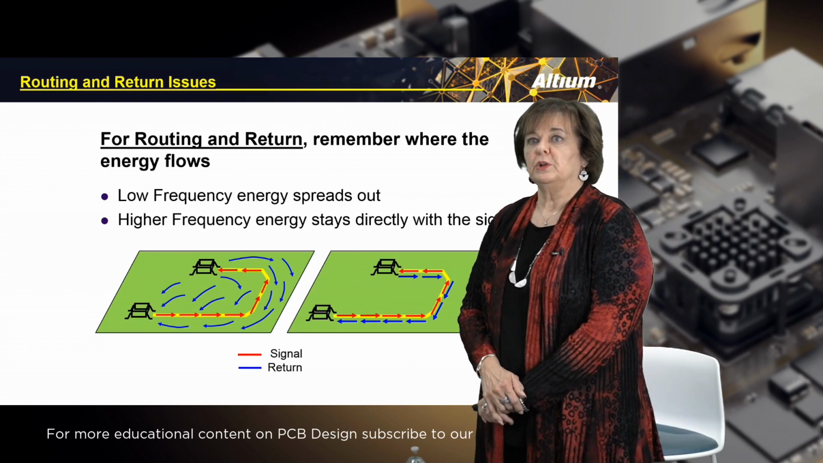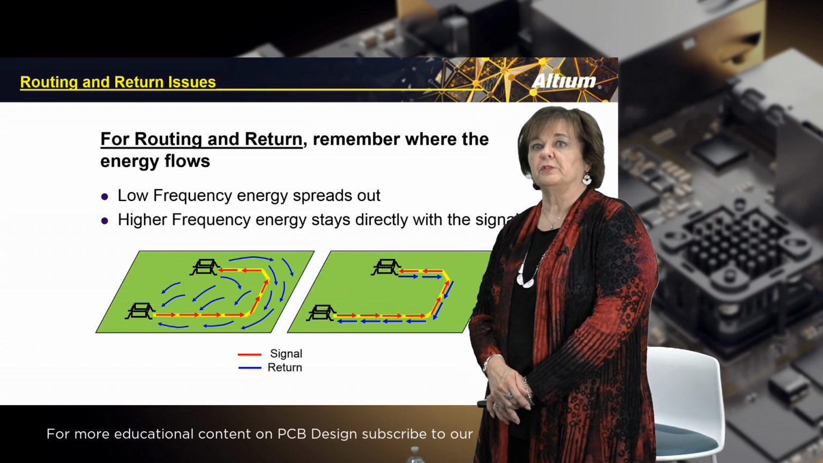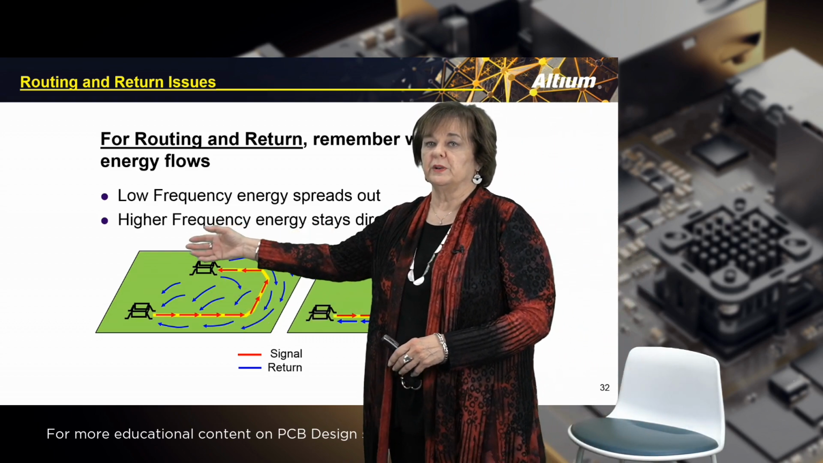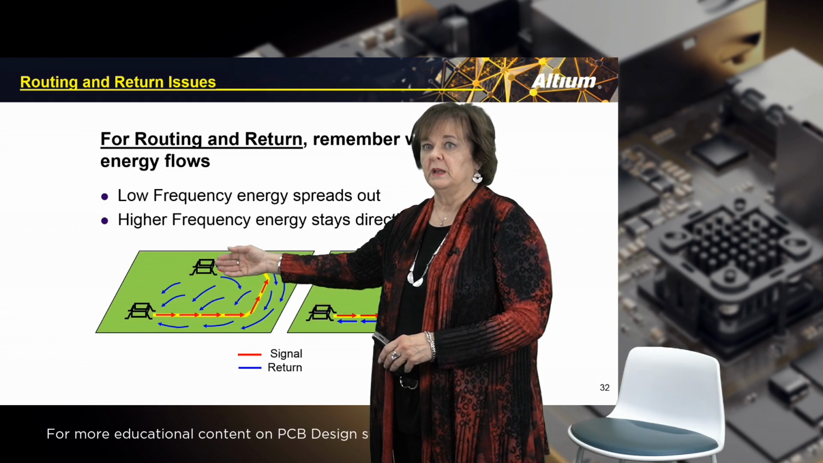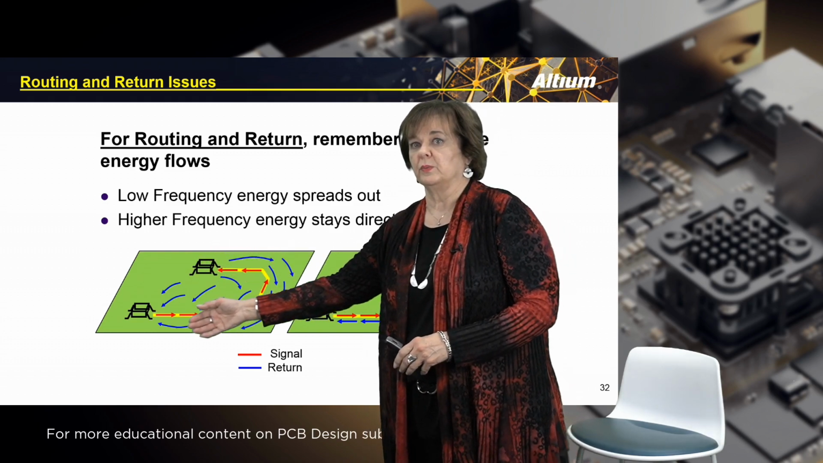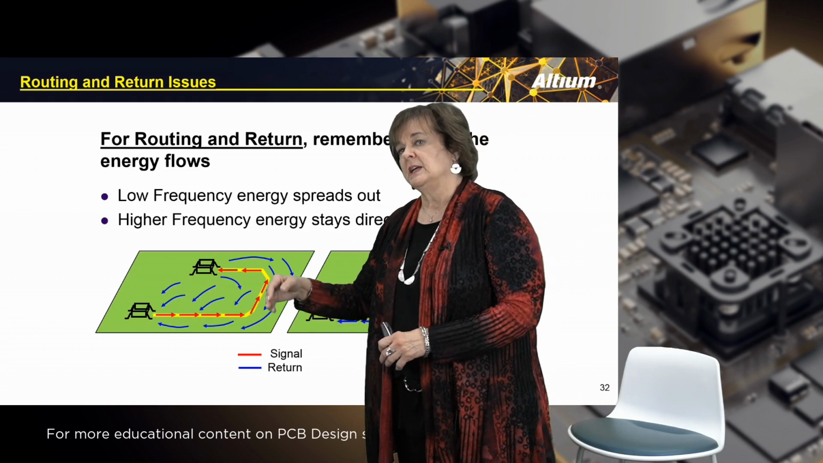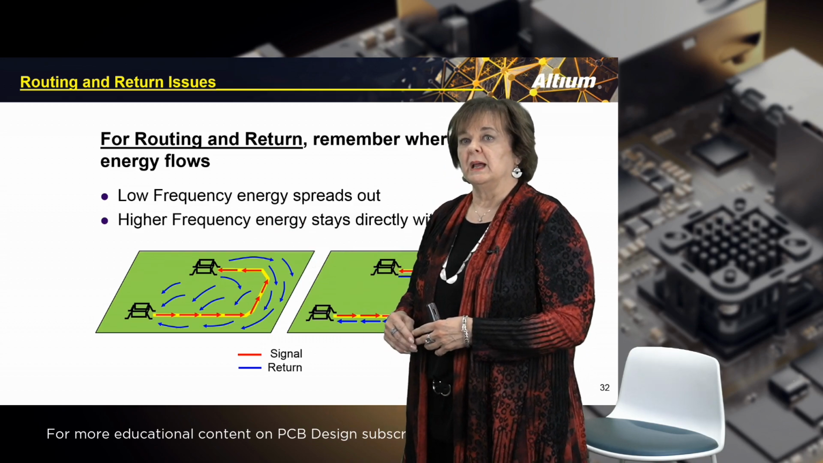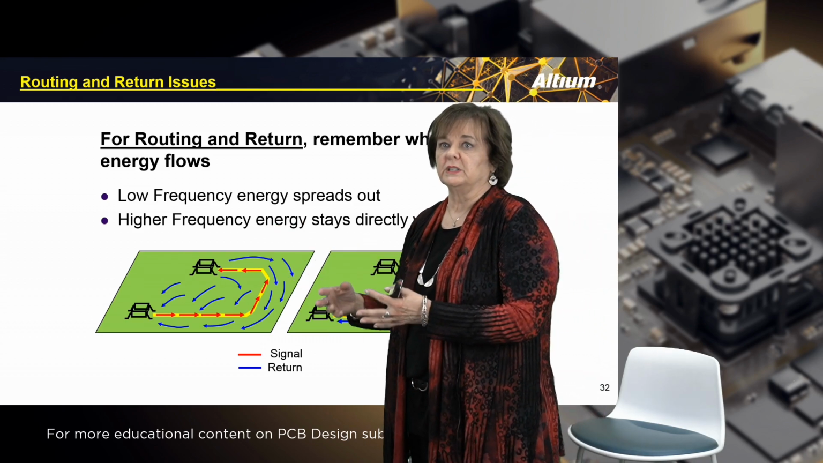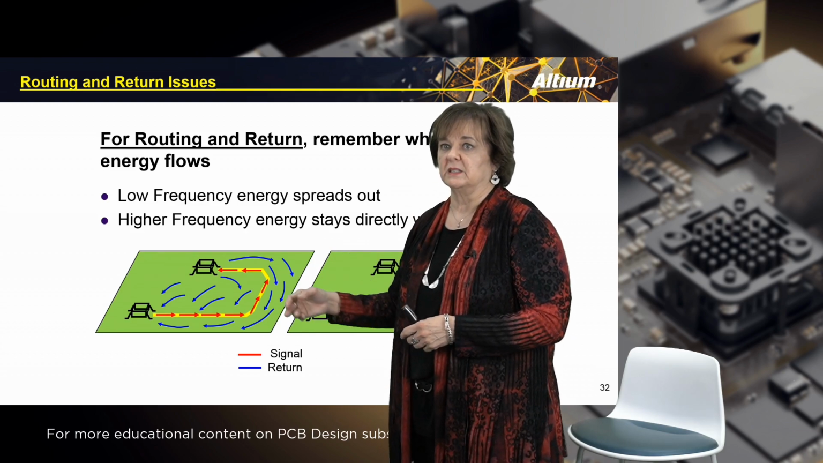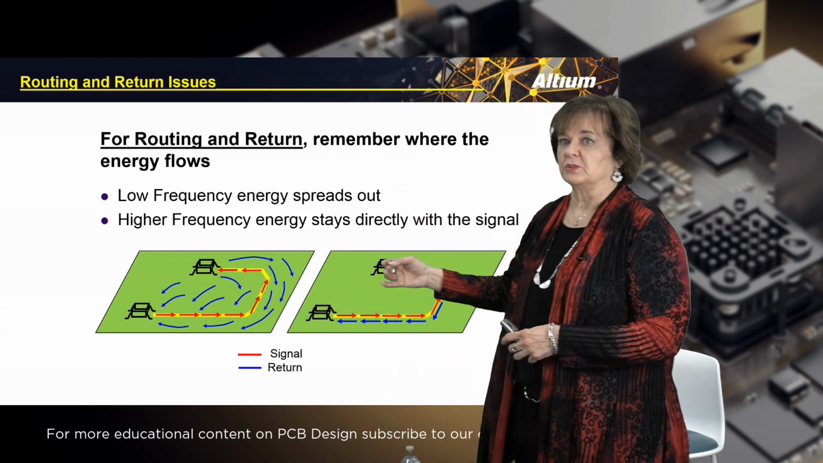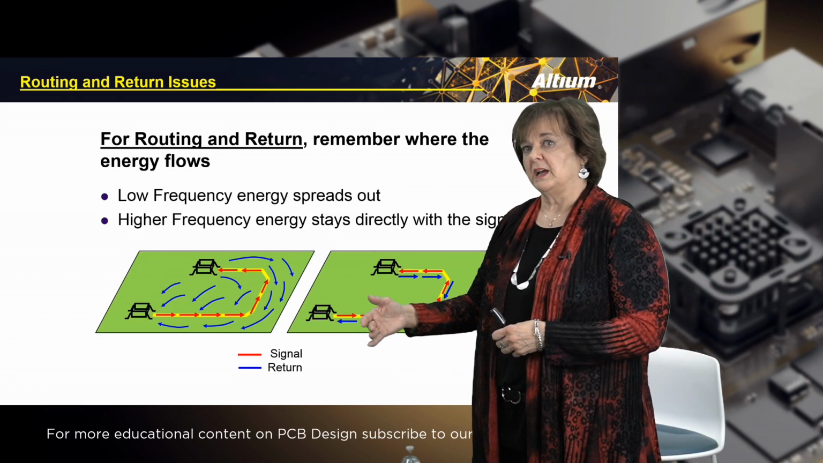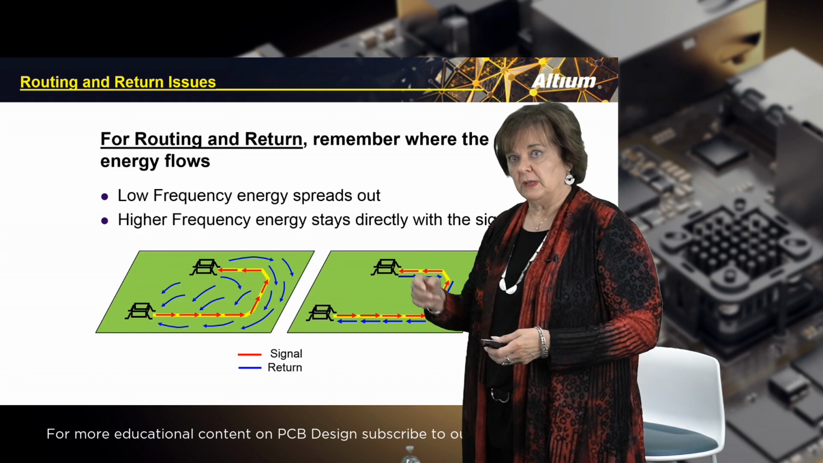For routing and return, remember where the energy flows. The low frequency energy will spread out, something like this over here. It doesn't care where it is. You have a signal that's coming from here and routing around to this particular device. That energy is going to spread out all around that region of the board because it has nothing to contain it. It is the path of least resistance. But once you get into the digital signals, remember they will flow exactly underneath the signal itself on the closest plane layer.